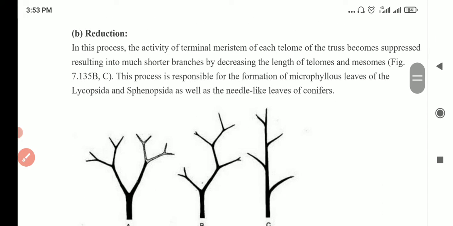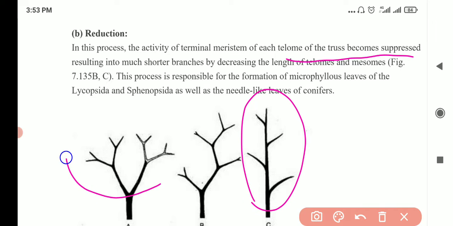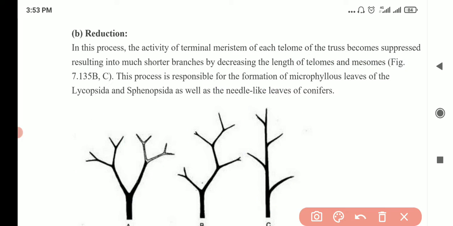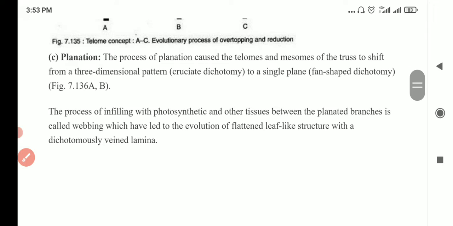Then reduction, then at the terminal some of them become reduced. Like you see here in this diagram, they were growing equally here. No, here one side is growing, overtopping. Here instead of growing further and further, they are reducing in length. This is more, and as you go higher the length is shorter, so that's reduction. Then planation means like a plane. If you see an aeroplane, the wings are flat, so planation means becoming flat.